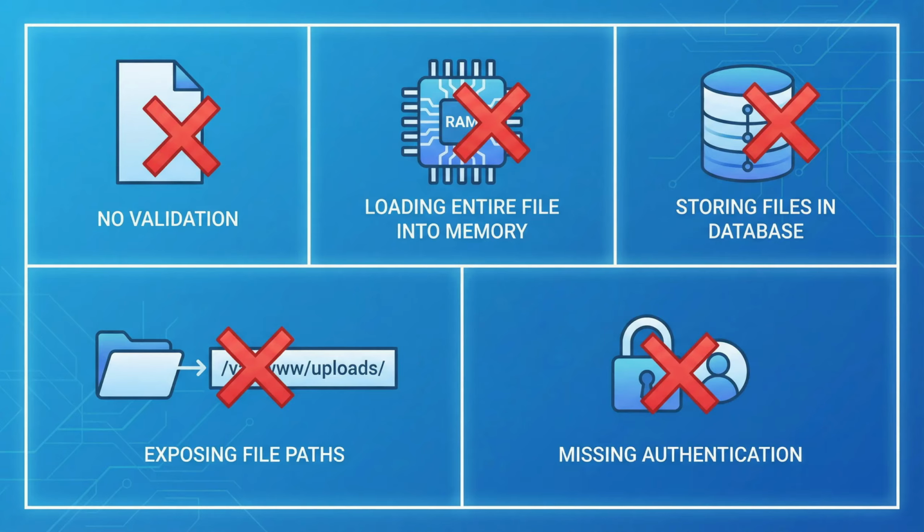Now my favorite part, common mistakes. Let's talk about what not to do. First of all, accepting any file without validation. Two, loading large files fully into memory. Three, storing files directly in the database. Four, exposing raw file paths. And five, forgetting authentication and authorization. File handling bugs don't just break apps, they create security holes.